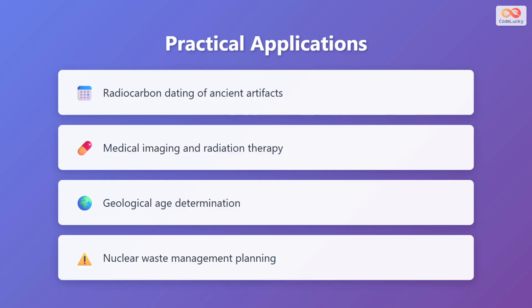Finally, understanding half-lives is critical for nuclear waste management, helping scientists plan safe storage periods until radioactive materials decay to safe levels. These applications demonstrate how fundamental nuclear chemistry concepts directly impact real-world problems and solutions.